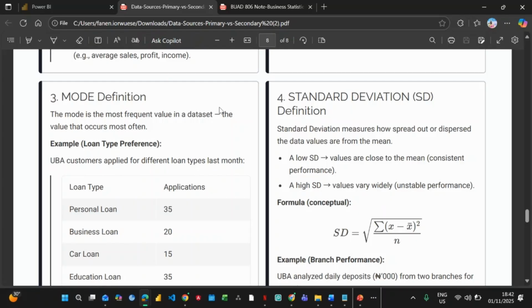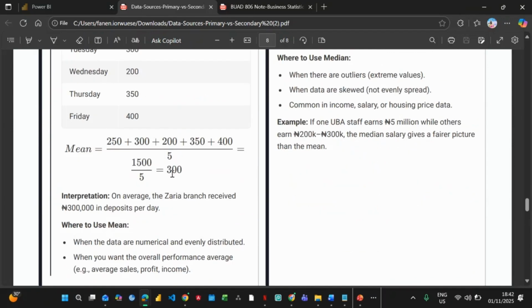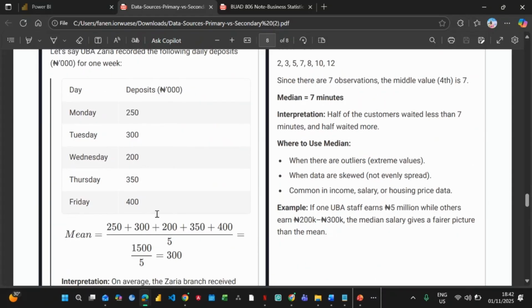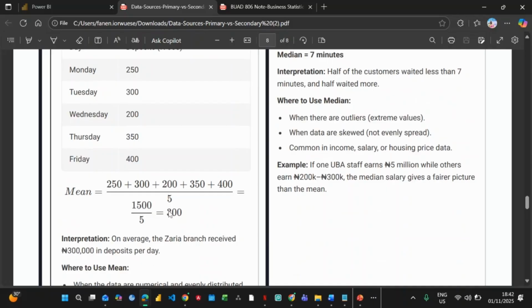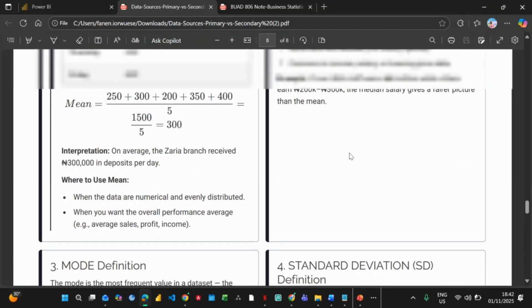So look at this, we have a mean of 300. If you calculate the standard deviation of this and get values that are very far from it, that means we are not consistent in our deposits or income or all that.